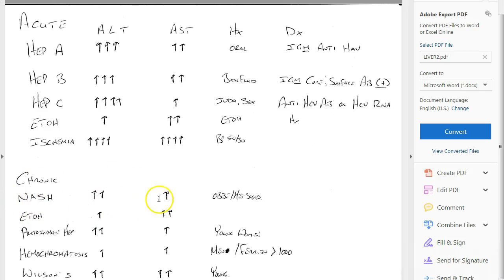Probably one of the most common reasons for an elevation or abnormal LFTs. You see a little bump in LFTs when you get your survey. And the reason it's so common is because you see that in the setting of obesity and metabolic syndrome. Metabolic syndrome, that's our holy trifecta of what? Hyperglycemia, hyperlipidemia, hypertension.